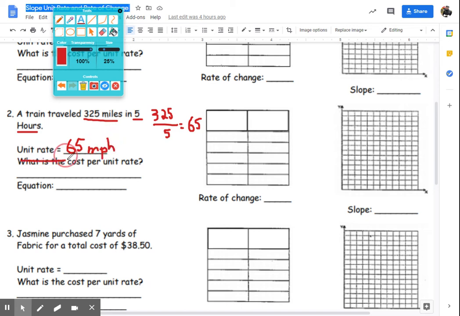All right, what is the cost per unit rate? Don't worry about that. So our equation, all right, so y equals my rate, which is 65, times x.